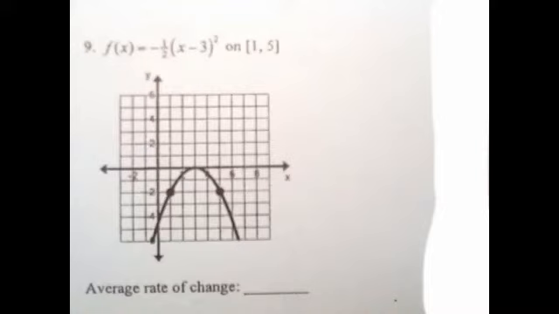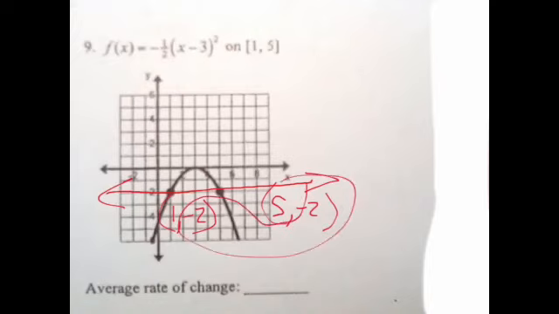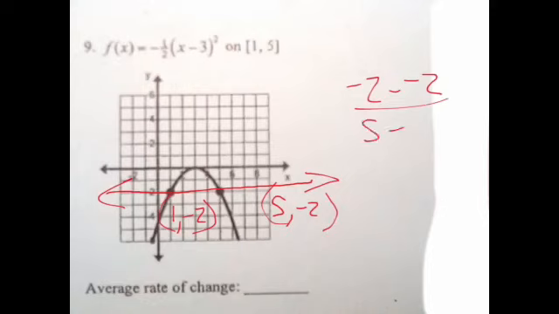And then on 9, we need to draw the line that goes through those points. The coordinates for the left one are 1, -2, and the coordinates over here are 5, -2. You get the difference in y's and put that over the difference in x's. So you do -2 minus -2, and then 5 minus 1. You're going to get 0 over 4, which is an average rate of change of 0. Just like so. And that's all our solution.